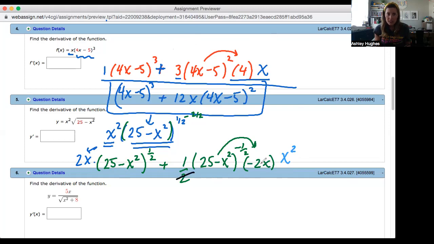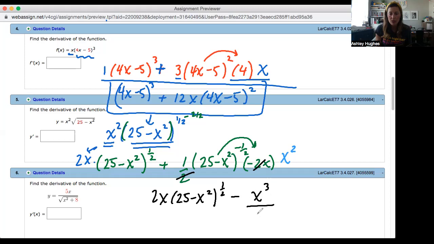As far as simplifying, this 2 and that 2 cancel, and x times x² is x³. You could write the x to the 1/2, and you could write that part in the bottom if you want: 2x times 25 minus x² to the 1/2, plus, and then I have a minus here, so it would be minus x³. And then I could put that in the bottom, 25 minus x², the square root in the bottom. Or you could leave it as the negative exponent.